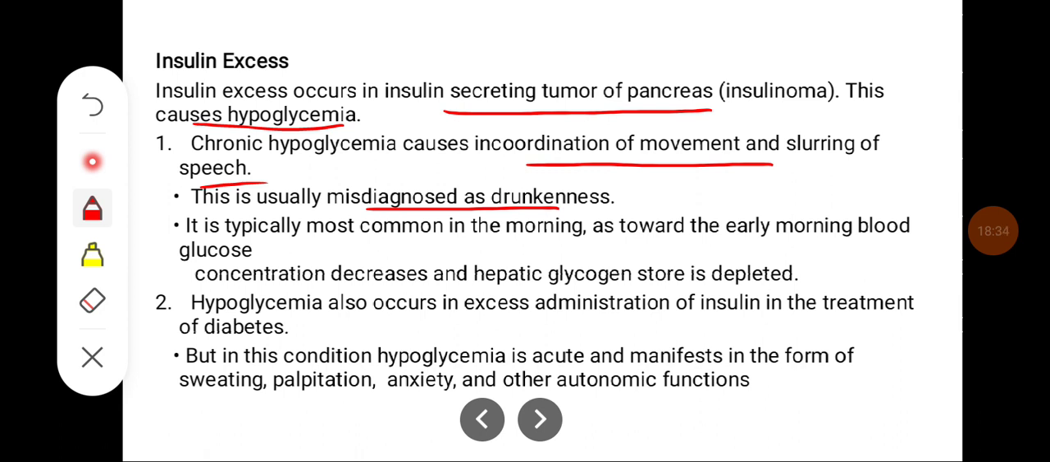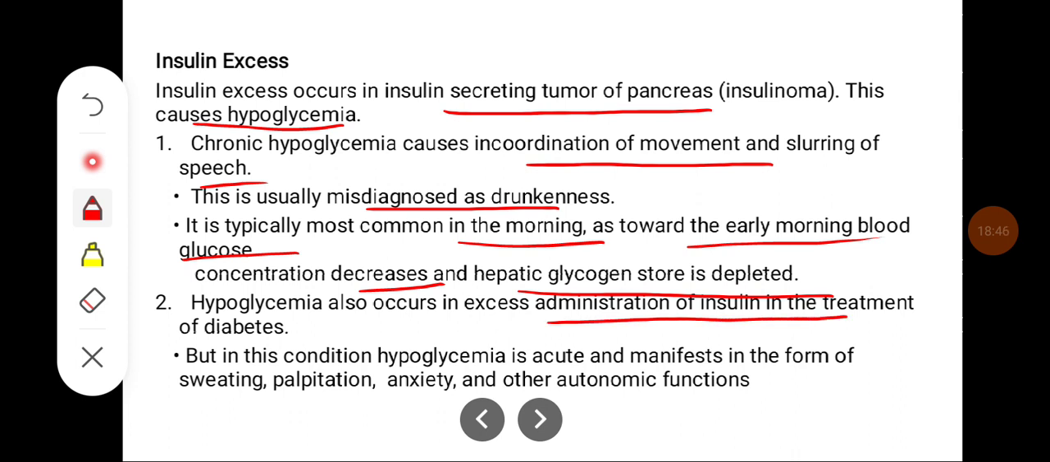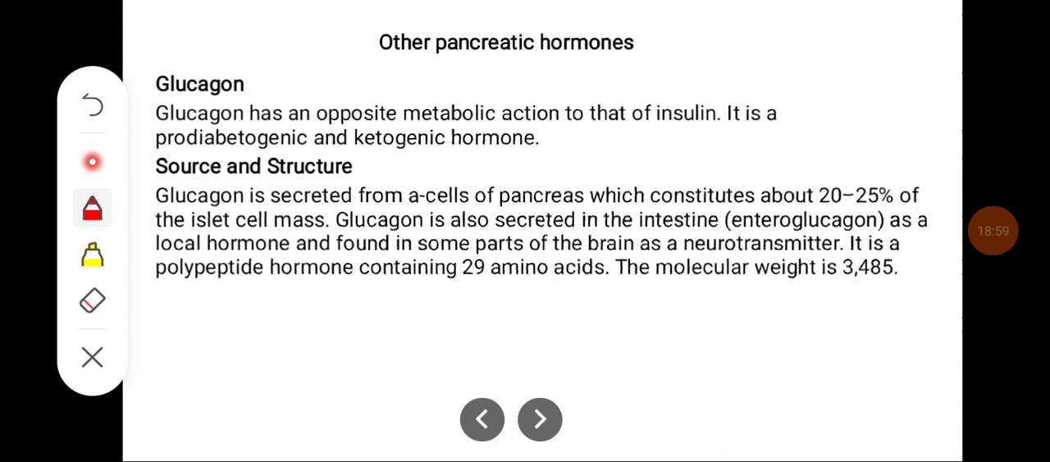It is typically most common in morning as towards the early morning blood glucose concentration decreases and hepatic glycogen store is depleted. Hypoglycemia also occurs in excess administration of insulin in the treatment of diabetes. But in this condition, hypoglycemia is acute and manifests in the form of sweating, palpitation, anxiety, and other autonomic functions.